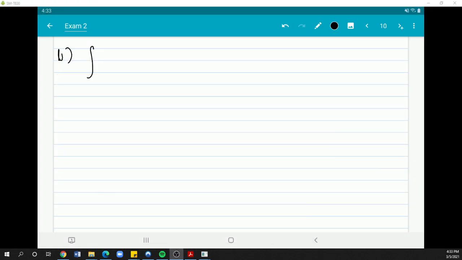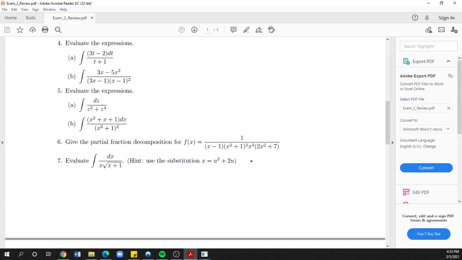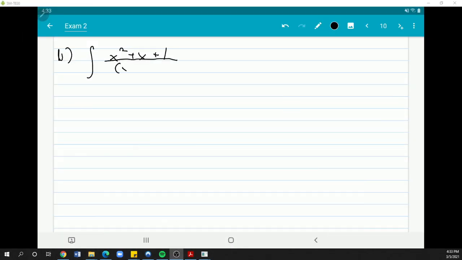Integral of x squared plus x plus 1 over x squared plus 1 squared. Okay, so this is the what do we do when we have a repeated linear term case or quadratic term case. So again, x squared plus 1 can't be simplified anymore, so that's the best we can do.